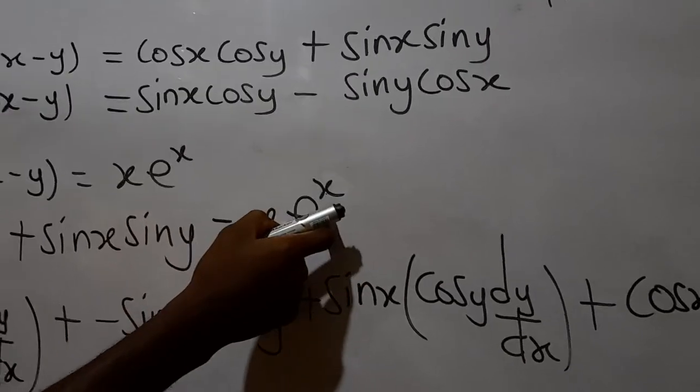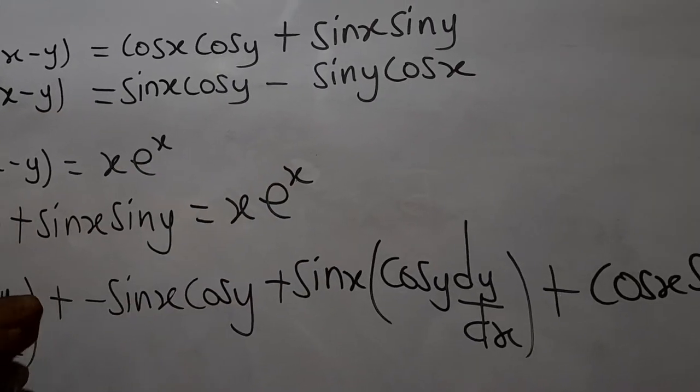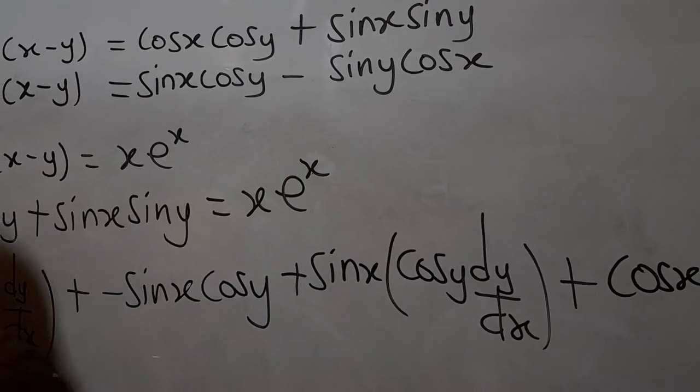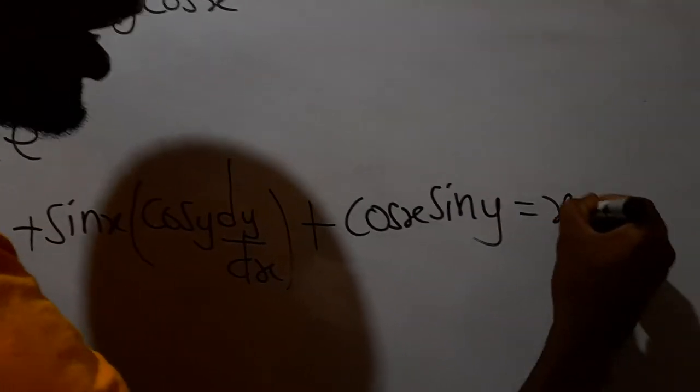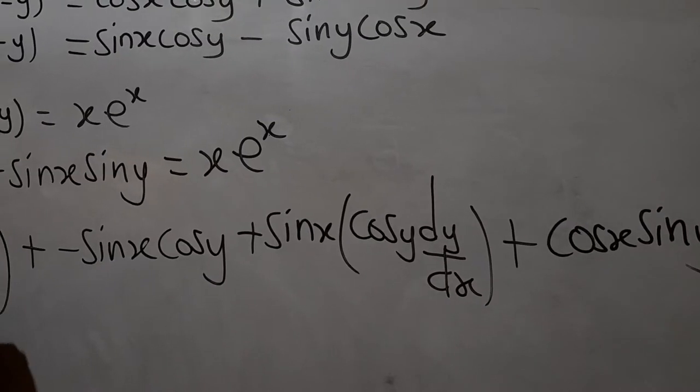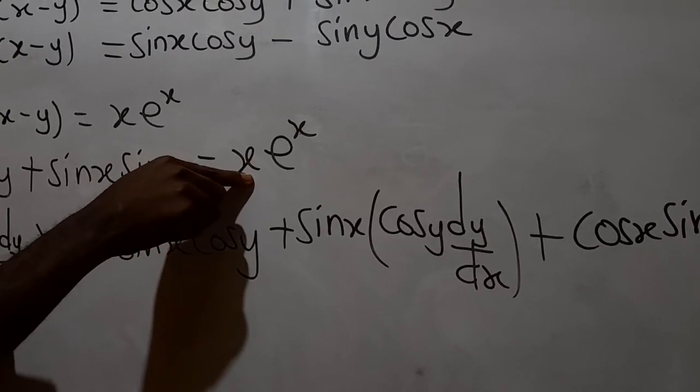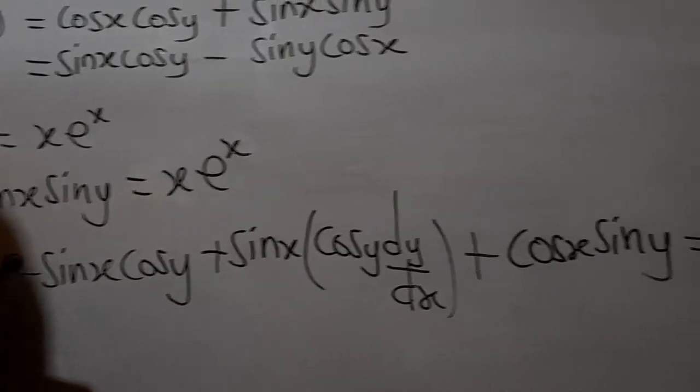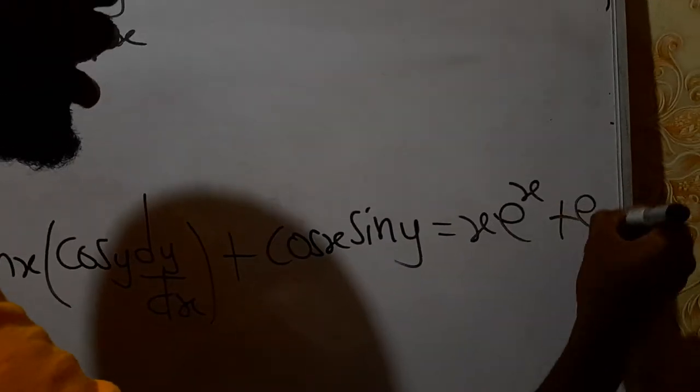We keep x and differentiate e^x. When we differentiate e^x, it is the same e^x. So that part will have x e^x. Then plus, now we'll keep e^x and differentiate x. Differentiating x gives 1, and 1 times that will just be e^x again.